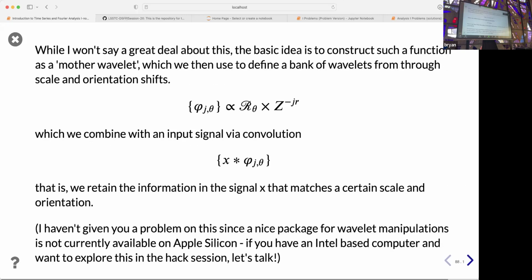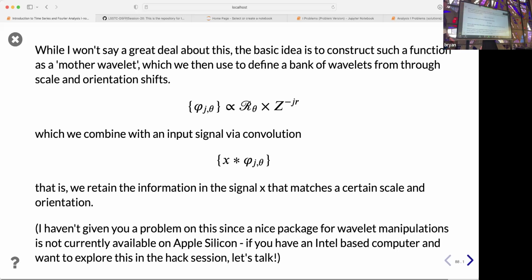So I wasn't going to say a great deal, but just introduce the idea. The idea is to construct a bank of wavelets. So I have a whole family. Rather than just projecting on the complex exponentials, one k value after another, I have a whole family of these, and they've got two parameters, j and theta. This is a rotation matrix, and this is analogous to a Fourier frequency. So I'm going to rotate these things, and they'll have an amplitude and an orientation. And I'll measure the amount of the signal that corresponds to each scale and orientation for each element in my family of wavelets. So I take the convolution of my input signal with the wavelets, and this gives me my wavelet transform.